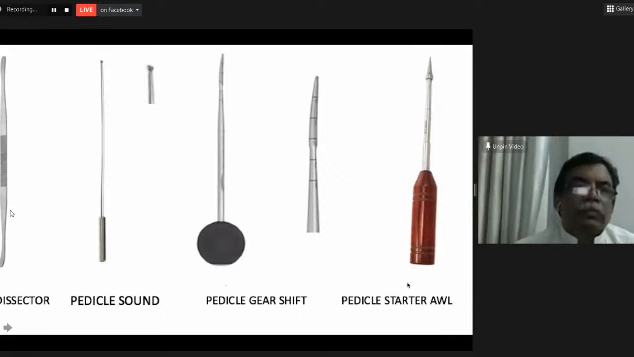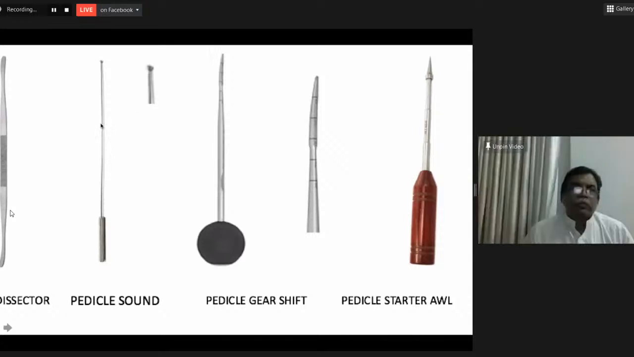Then these are extremely important instruments when you are planning to implant. There are some screws. So this is important. A starting hole is made with the pedicle starter awl. And then you have a pedicle gearshift. So this is curved. Initially you face towards lateral, and then when you just cross the pedicle, you turn it and go towards the medial side.